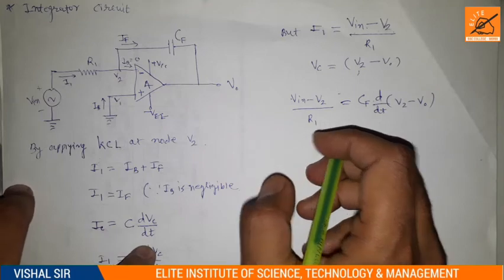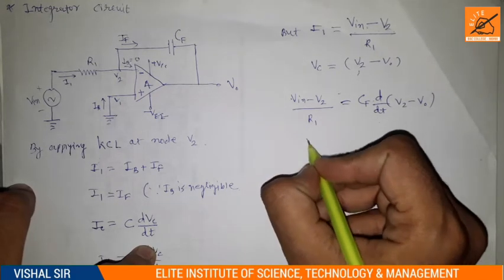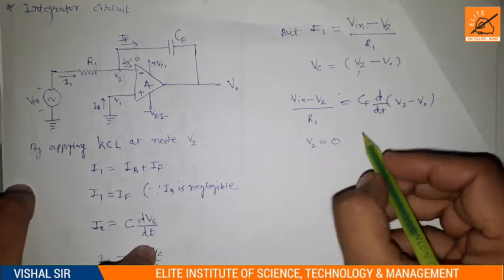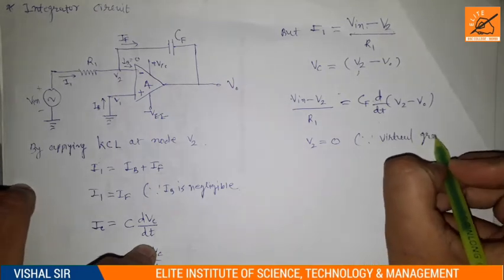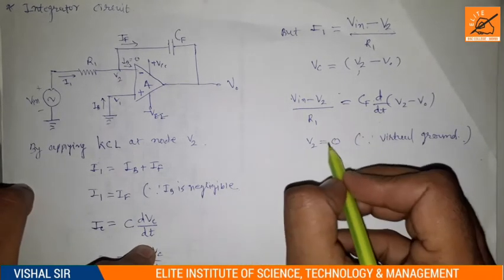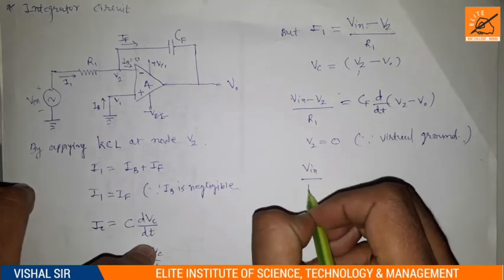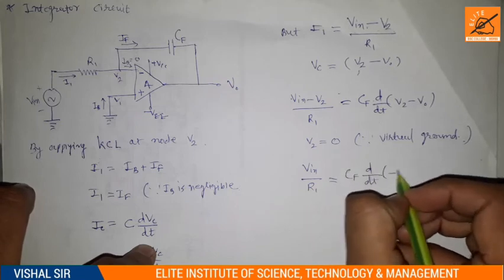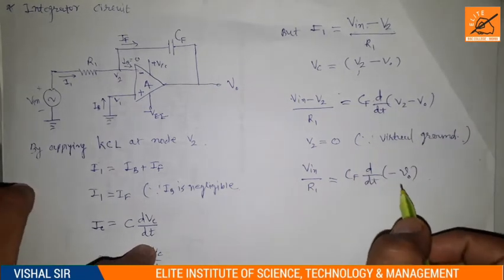Now, using the concept of virtual ground, we can write V2 is equal to 0 because of virtual ground. So put V2 is equal to 0 in this equation. VIN upon R1 is equal to CF d by dt of minus V0. This one is 0, so in the bracket only minus V0 will be there.